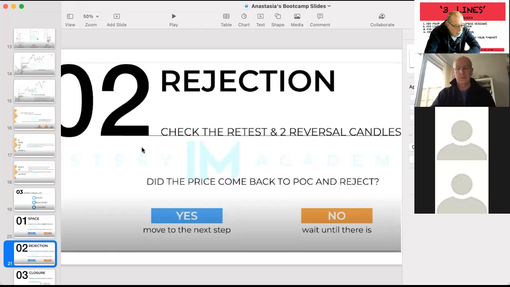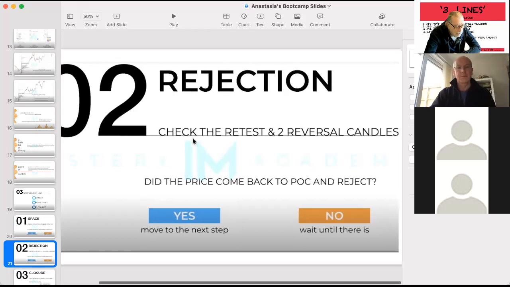Number 2, did price reject? So check the retest and 2 reversal candles. I'll explain this, I'll demonstrate this later. Did price come back to the POC and reject? And the bit that isn't clear just from this slide is, by rejection, she's talking about price.